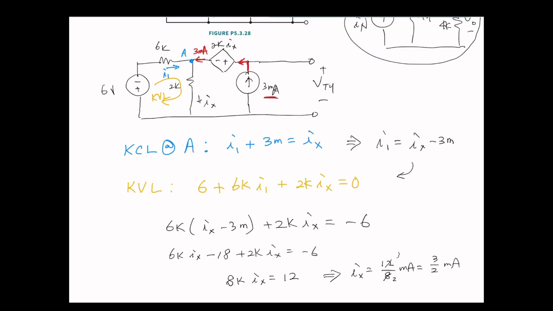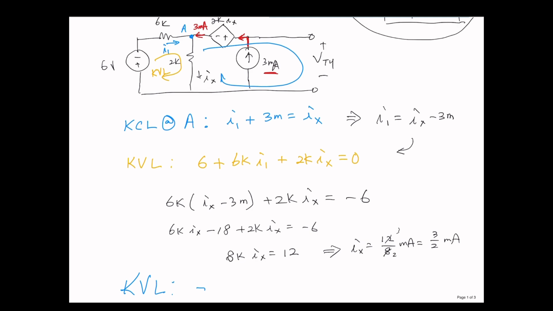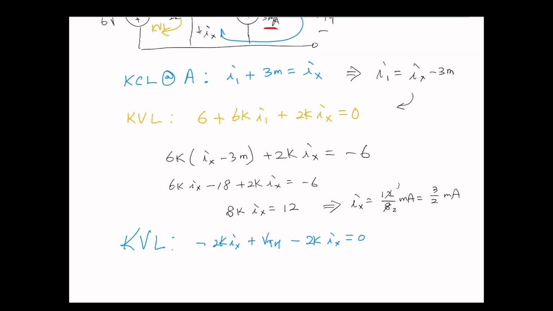Now we can do KVL. This KVL will give us negative 2K I sub X, that's the voltage, plus VTH minus 2K I sub X equals 0. We have 2K, so negative 4K I sub X, with I sub X being 3 over 2 milli, equals negative VTH. From here, VTH, milli and kilo cancel out, 2 and 2, equals positive 6 volts.